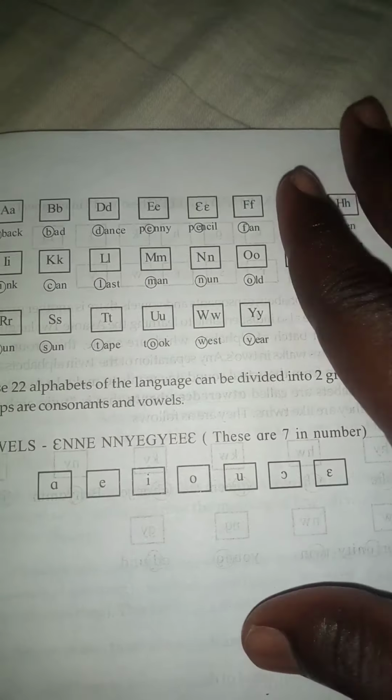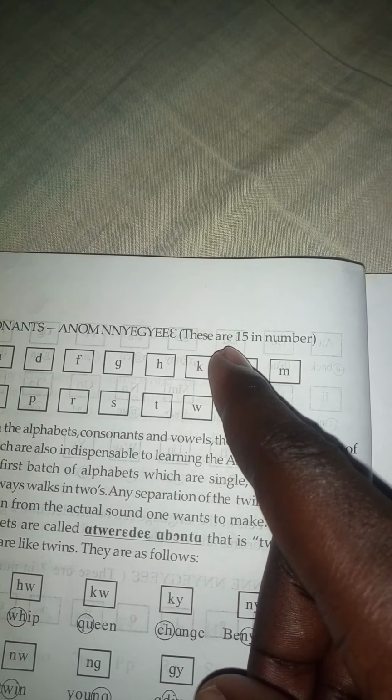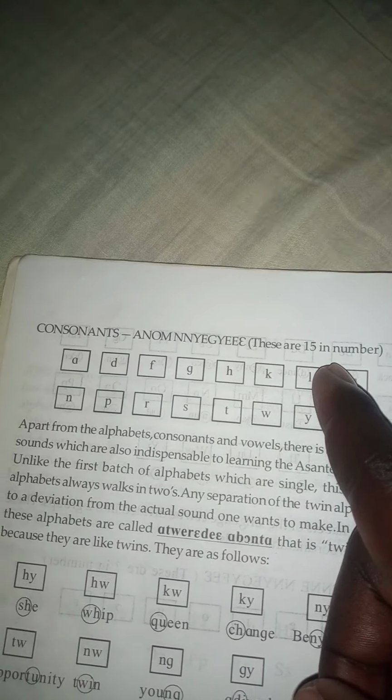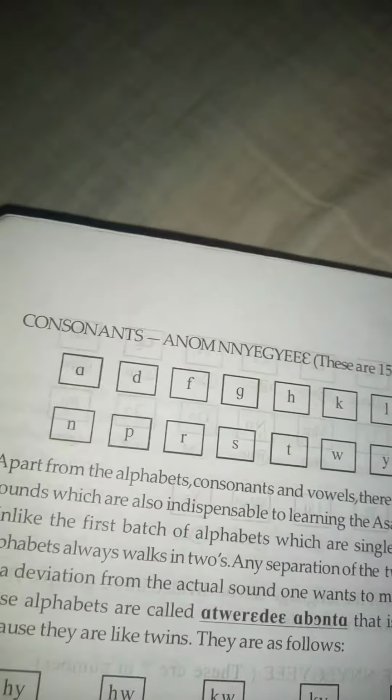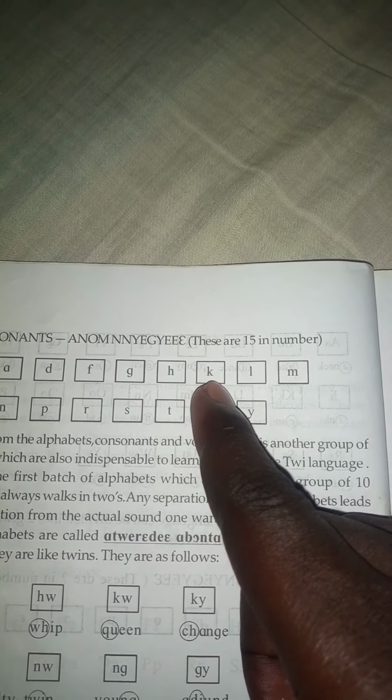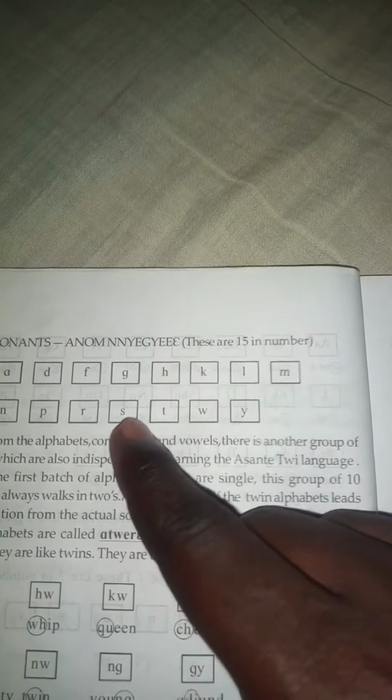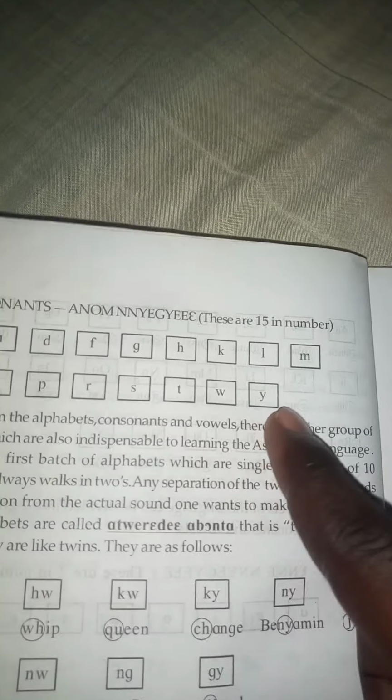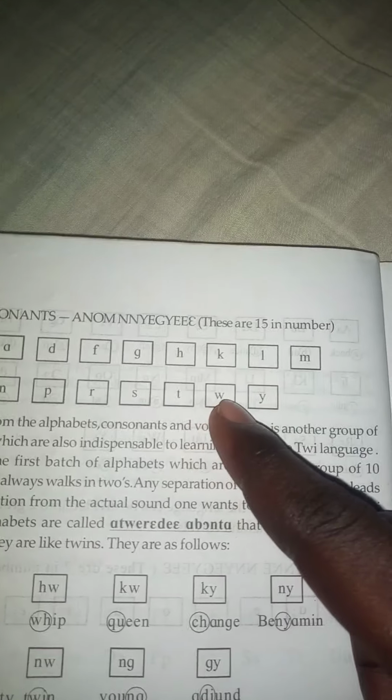Okay, now we come to consonants. Consonants are known as nnyinsoe-nnim, and they are 15 in number. They are 15. And then we have b, d, f, g, h, k, l, m, n, p, r, s, t, w, y.